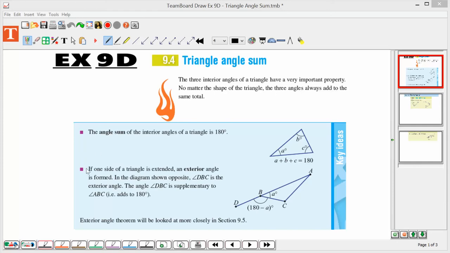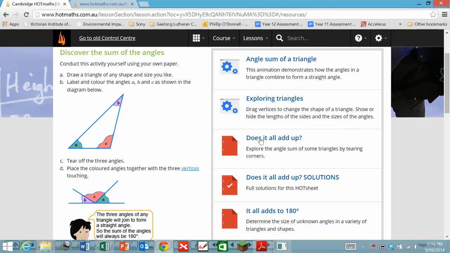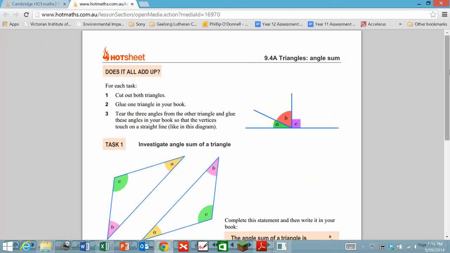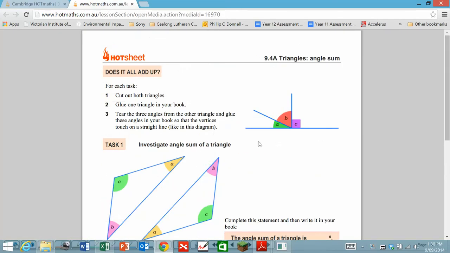G'day Year 7s and welcome to exercise 9D for our video tutorial, and here we are looking at triangle angle sum. Now you should have already done this hot maths sheet. I asked you guys to do that. Does it all add up? Looks like this. Hopefully you have done that already. That's going to give you a very good lead in to this tutorial and into the next couple of exercises.